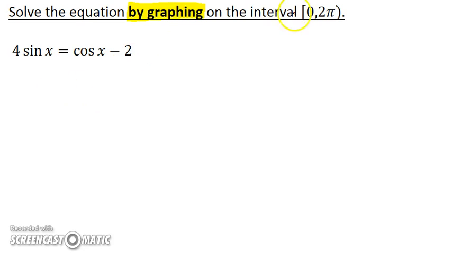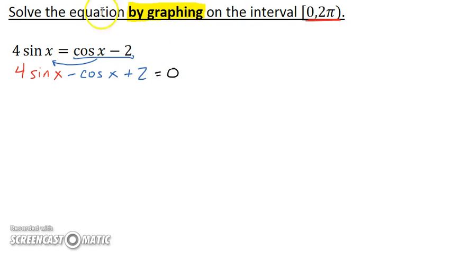So we want to try and solve this equation on the interval from 0 to 2 pi still. And we want to solve 4 sine of x equals cosine of x minus 2. So the technique I'm going to suggest to you, and there are other ways to do this, is to get 0 on one side. Take this term here and move it to the other side and change every sign. So if I had positive cosine x on the right side, it would be negative cosine x on the left. If I had negative 2 on the right side, it would be positive 2 on the left. And then that would equal 0.